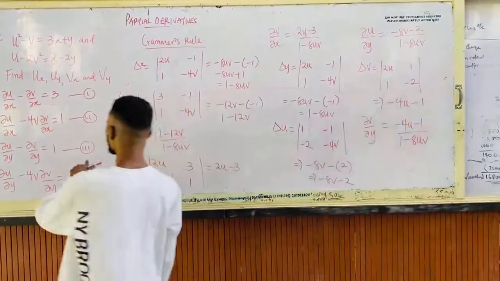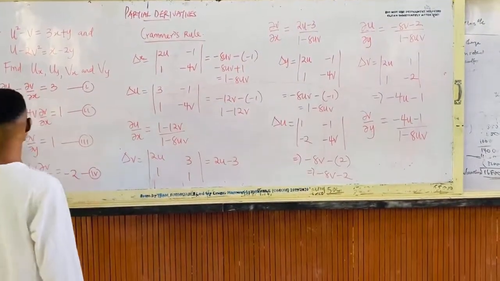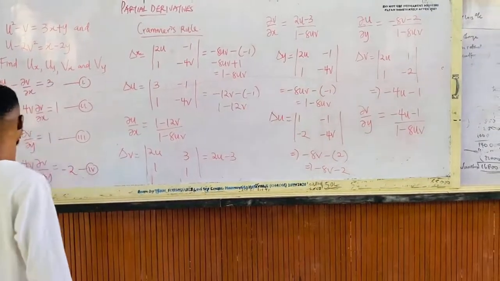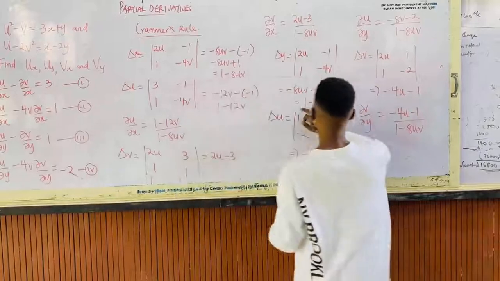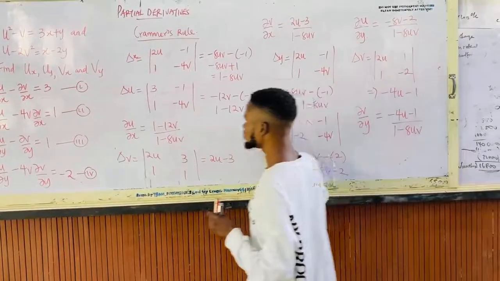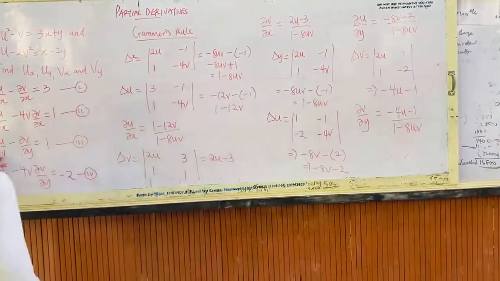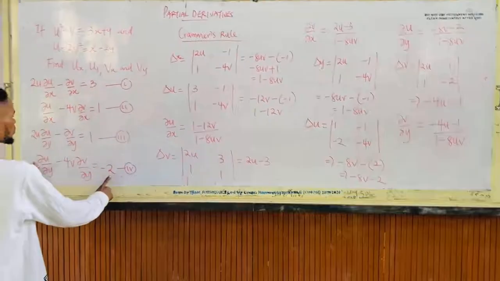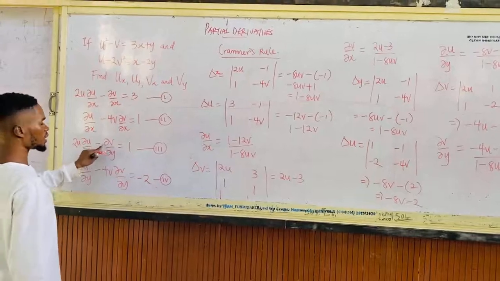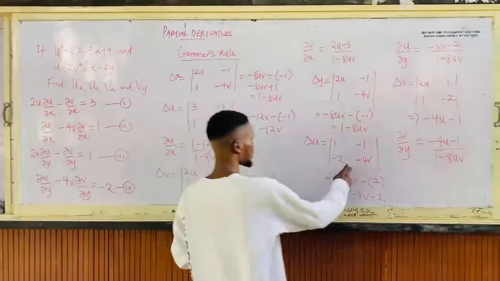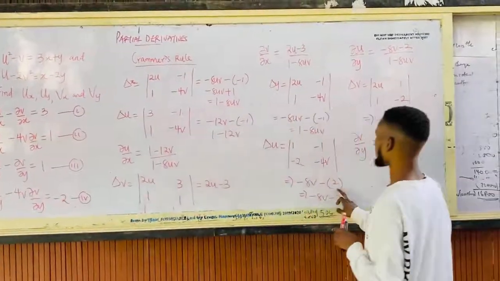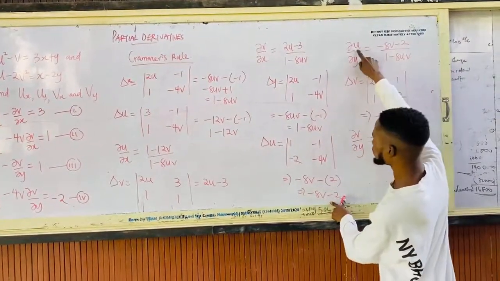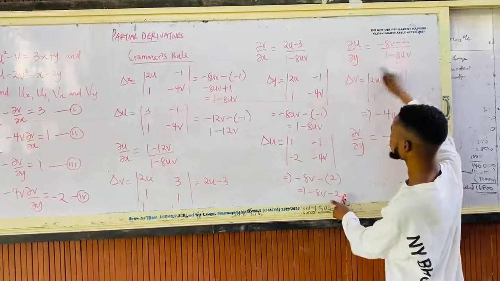So also equation 3 and equation 4, the change in y becomes 2u and 1, minus 1 and minus 4v. You get 1 minus 8uv. So the change in u, you want to find the u del y here. You're not going to write the coefficients here. You write 1 and minus 2, the constants. Then you write minus 1 and minus 4v. You get minus 8v minus 2. So our du dy becomes minus 8v minus 2 over this.